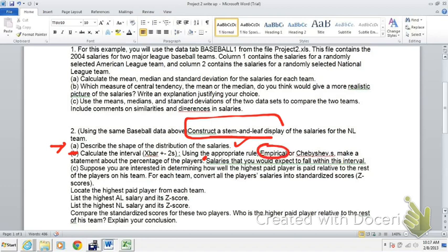Empirical rule is for bell-shaped data. So this data isn't bell-shaped, right? Chebyshev's rule is for any data set. So we'll use that. You might have to dig up in your notes what Chebyshev's rule means. But for starters, let's just calculate the interval x bar plus or minus 2 standard deviations. And I believe that was for each team. Calculate this and use the appropriate rule and make a statement about the percentage of players you expect to fall in that interval. So you would do that with regard to both teams.